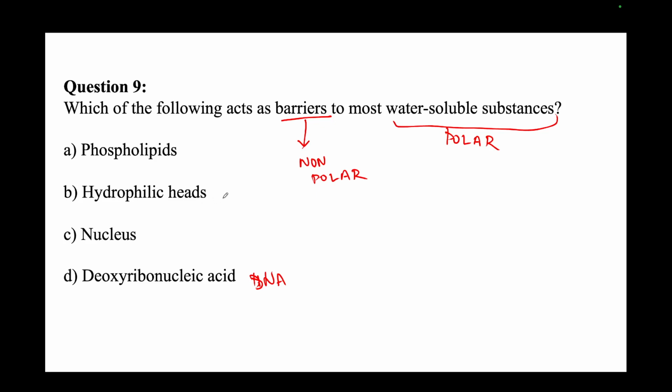A hydrophilic head, would it be a non-polar barrier? No, it is hydrophilic, so this is polar, it cannot hinder. Nucleus and DNA, they won't act as a barrier to water soluble substances because DNA itself is water soluble. Nucleus has a water soluble environment. So what would be the barrier to water soluble substances? Phospholipids. Okay, phospholipids. What are phospholipids?